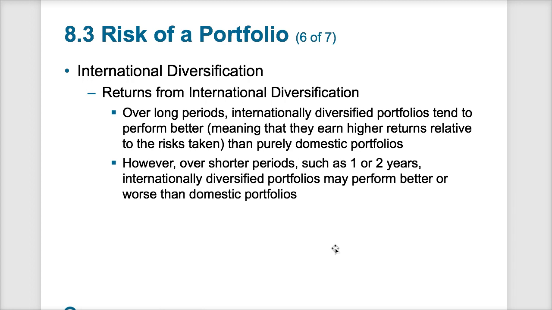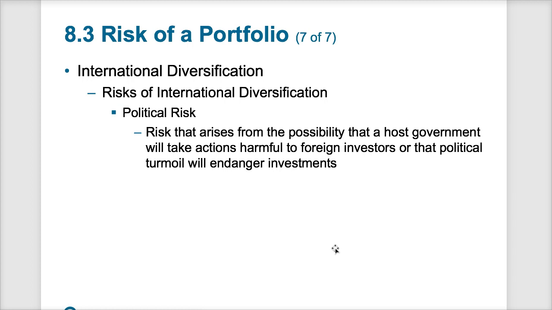In some cases, international diversification will have a more stable and predictable return than domestic portfolios, but not always. Now we can also talk about political risk. In international diversification, not all host governments are the same. Some are dictatorships, some are democracies, some are socialistic. This means the policies they enact could be harmful to some foreign investors or to the companies themselves. So you have this political risk that the politics of the country can also affect the return.